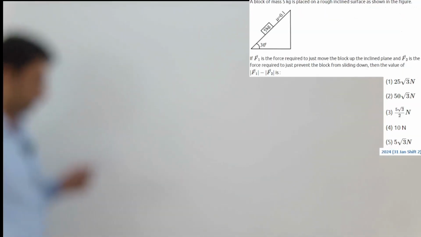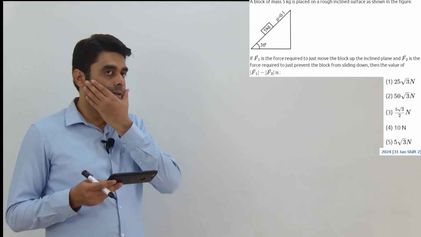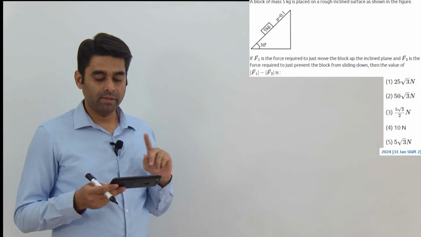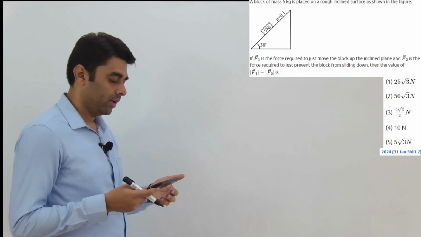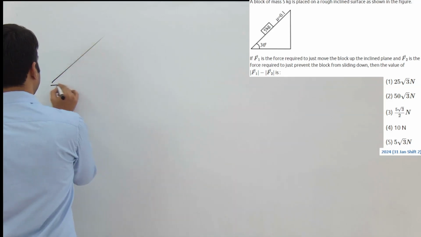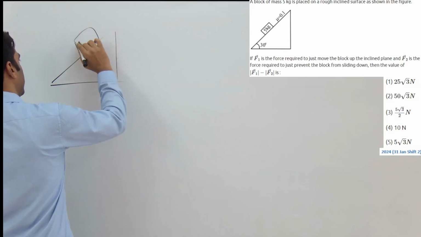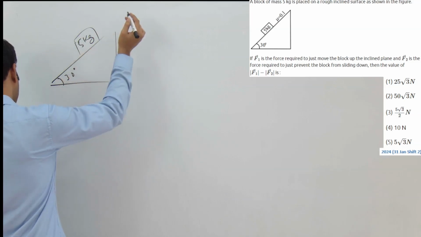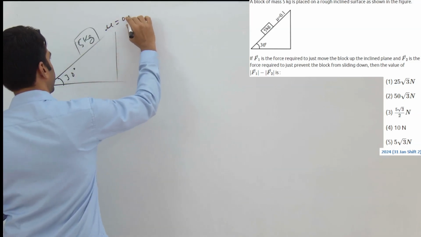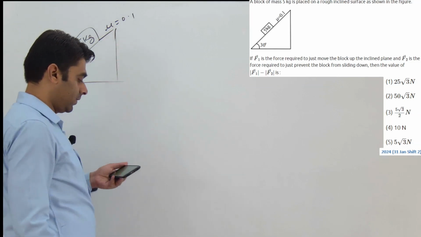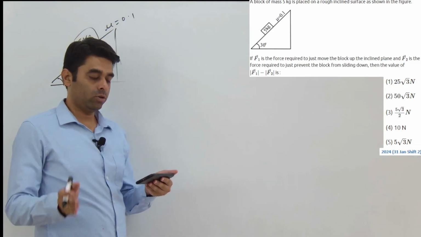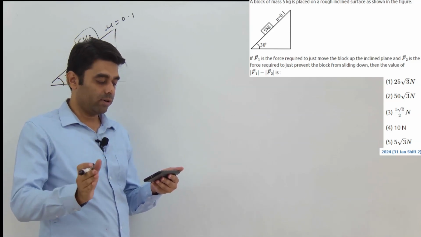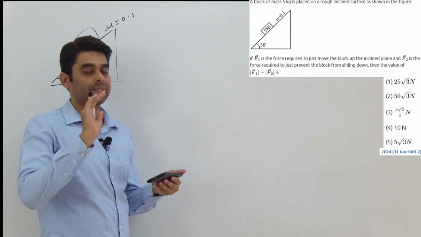Okay, let's see. Next question, it's a friction question. A block of mass 5 kg is placed on a rough inclined surface as shown in the figure. Okay, let me draw it. A 5 kg block kept on an incline having inclination 30 degrees and friction coefficient 0.1 is given. Next it says, if F1 is the force required to just move the block up the incline and F2 is the force required to just prevent the block from sliding down.